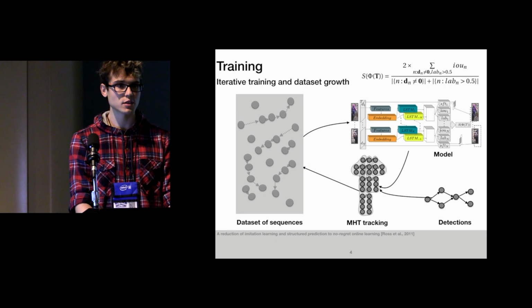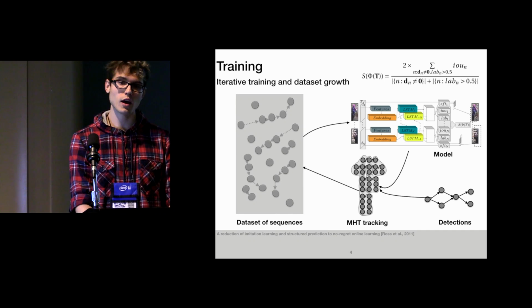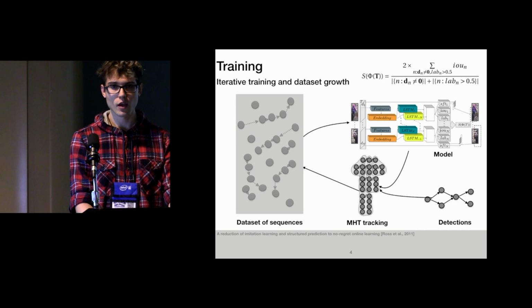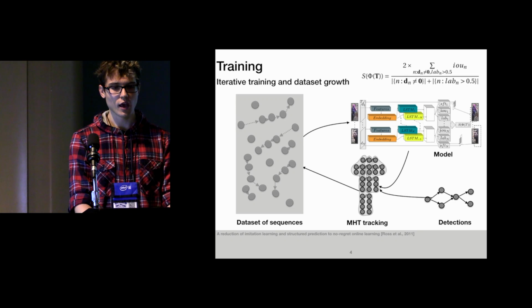Now that we have learned this metric, how can we actually learn it? Well, we do something similar to a technique called Dagger or data aggregation, where starting with the untrained model, we run multiple hypothesis tracking, and then we get some sequences, which we add to our training data, and we do a step of training on this data. This iterative procedure allows us to expose the model to its own mistakes, and therefore reduce the exposure bias.